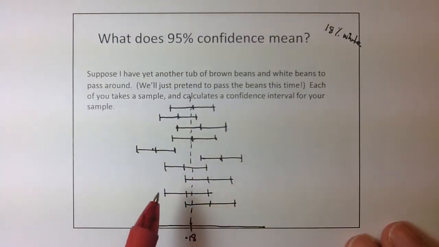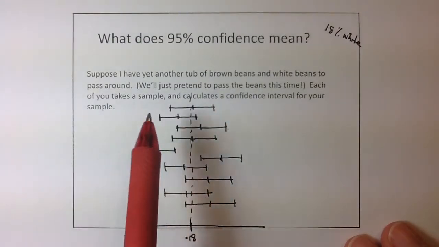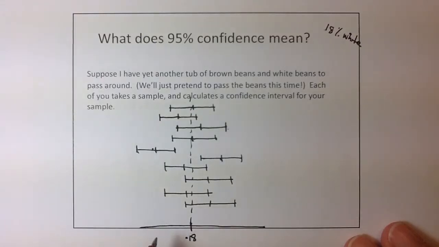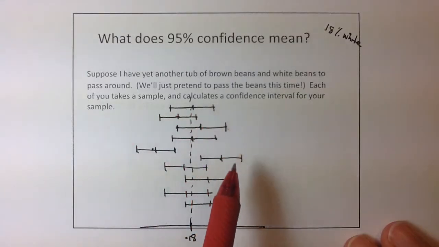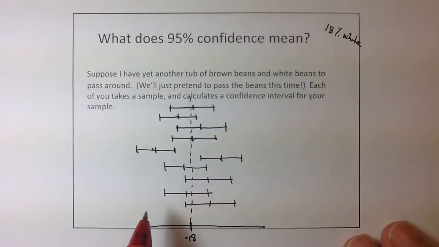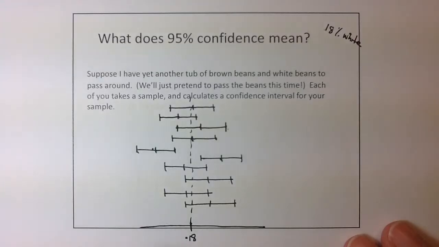So because there's variation from sample to sample, if you look at all possible samples, and this is just a few, but if you look at all possible samples and their associated confidence intervals, 95% of all possible sample confidence intervals should capture this 18%. And the other 5% should miss it. That's what 95% confidence means. It means that out of all possible samples, if we make confidence intervals with all those possible samples, 95% of those intervals should actually capture the true percentage of white beans, and the other 5% will miss it.